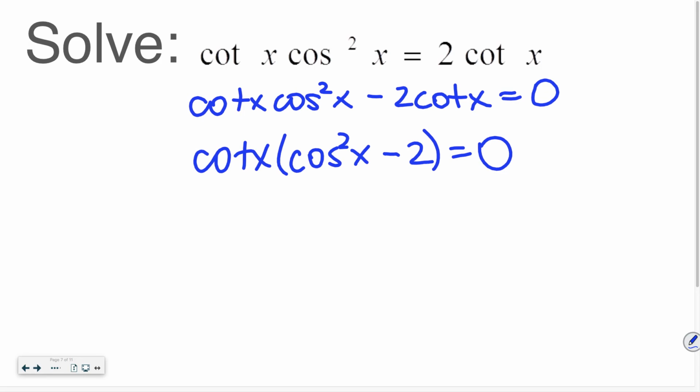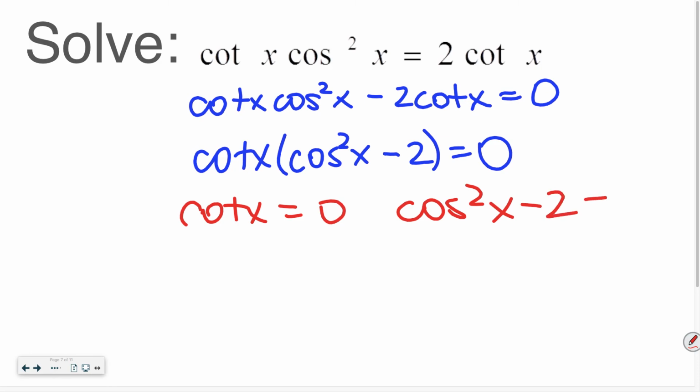Okay? All right, so now we have the cotangent of x equals 0, and we have cosine squared x minus 2 equals 0. Hey, aren't you glad we didn't divide by cotangent of x? Because look, we set it equal to 0. Okay? Where is the cotangent of x equal to 0? Where is x divided by y 0? Okay, so pi over 2 and 3 pi over 2.